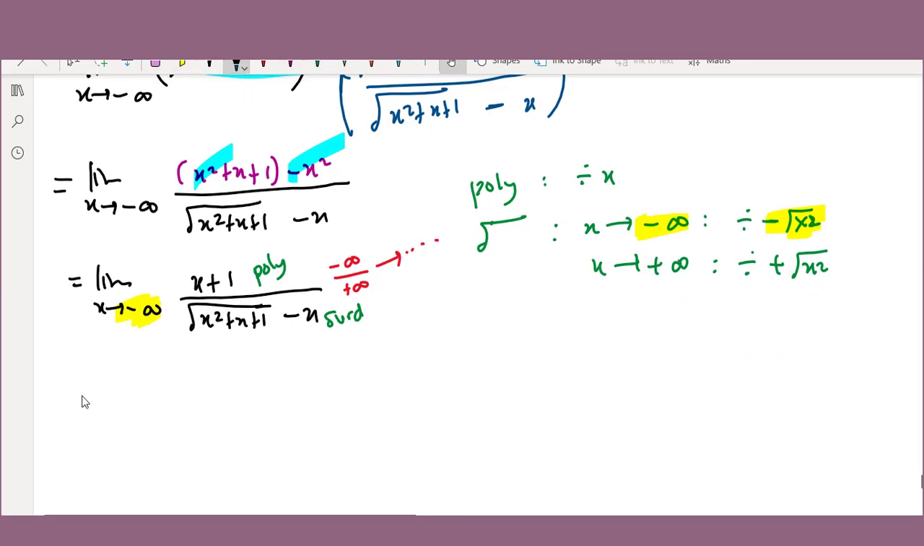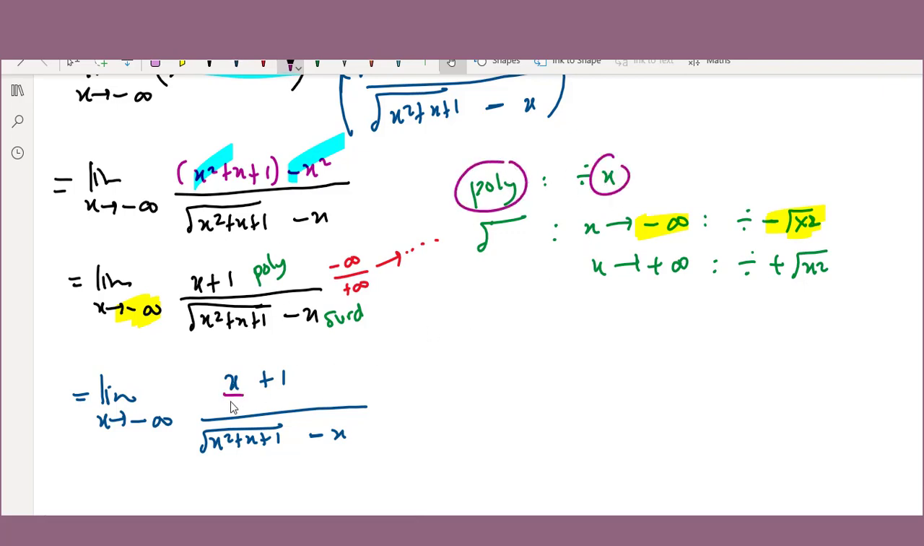Continue this one. Limit as x approaches negative infinity of x plus 1 divided by the square root of x squared plus x plus 1 minus x. So divide: for the polynomial, divide by x over x. And for the root, divide by negative square root of x squared. Just remember that this one is negative and this one is also negative. Okay, simplify.